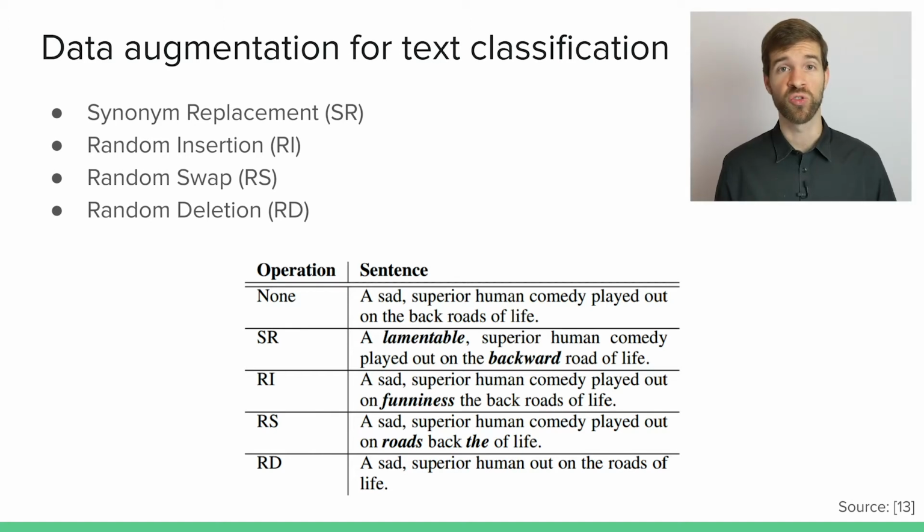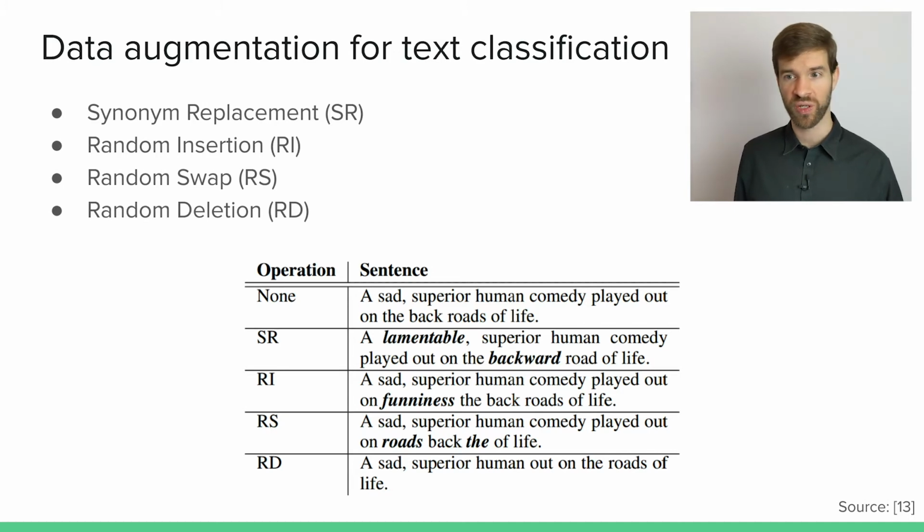If we go to the text domain, you can also apply some meaningful data augmentation techniques here, like synonym replacement, where you replace one word with another word that has the same meaning, a synonym. You can perform random insertions, where you just attach another random word somewhere in your input, and the network should still be able to make some sense out of it. You can swap words randomly, or you can delete words randomly.